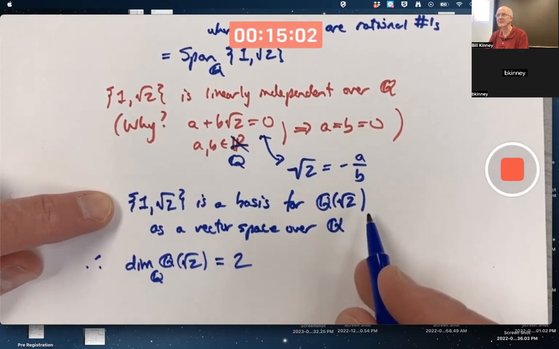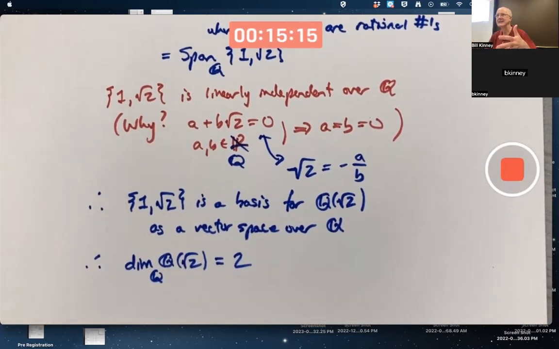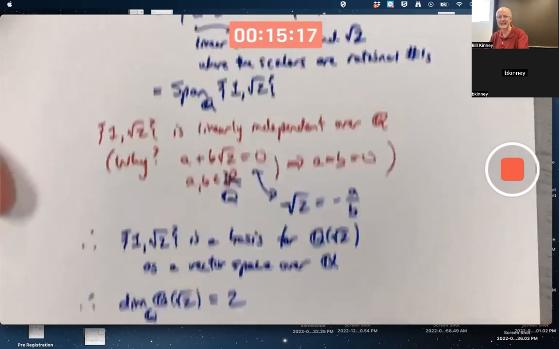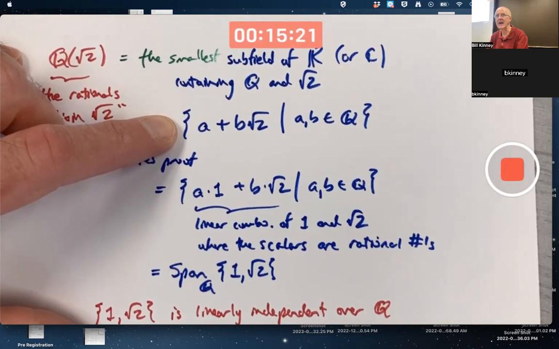But this is more than a vector space, it's also a field. It's sort of confusing. Is it a vector space or is it a field? Well, it's both. When you think of it as a vector space, you're not thinking about multiplying elements in it. You're thinking about representing elements in it as linear combinations like this. Of course, we can multiply elements like this.